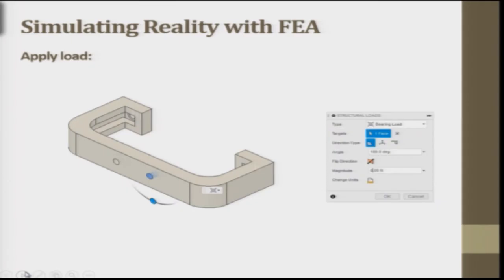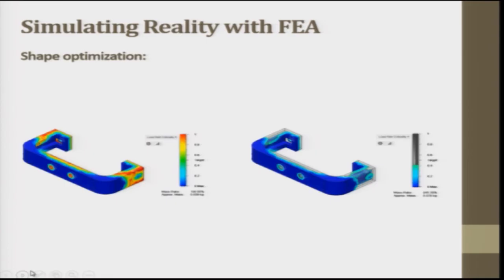Then we apply load. A bearing load is applied here. The bearing load can move in this direction and this direction. Okay. Then it is applied on one face, and the angle can be 180 degrees. This bearing load is applied. Then there is shape optimization. In shape optimization, you can see this is the load path criticality. What specific shape? We can see the maximum load. It is showing mass ratio from 0 to 1 here. So the maximum load is at these points.